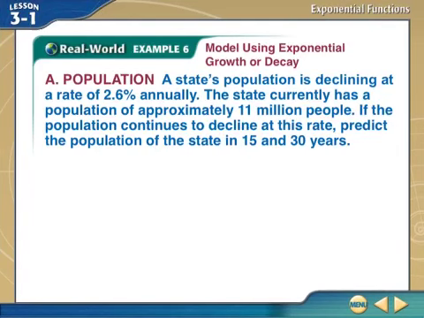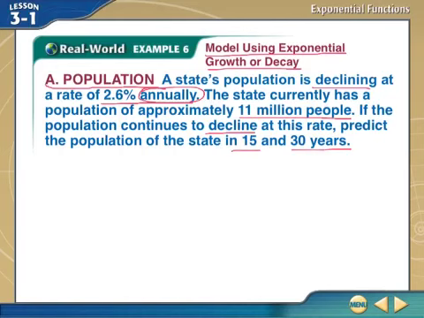In example 6, we will be modeling exponential growth or decay. This situation is dealing with population. A state's population is declining or decreasing or decaying at a rate of 2.6% annually. Remember that word annually, it means yearly. The state currently has a population of approximately 11 million people. If the population continues to decline at this rate, predict the population of the state in 15 and in 30 years.